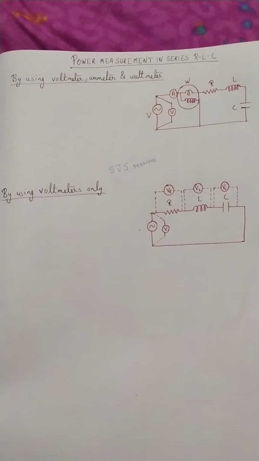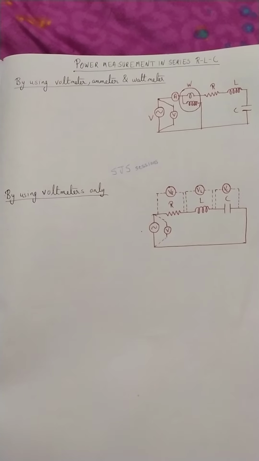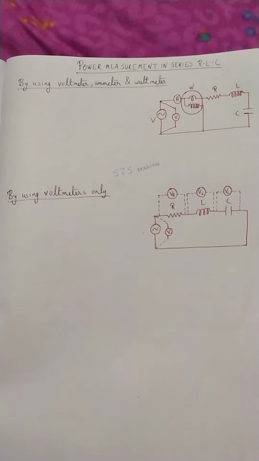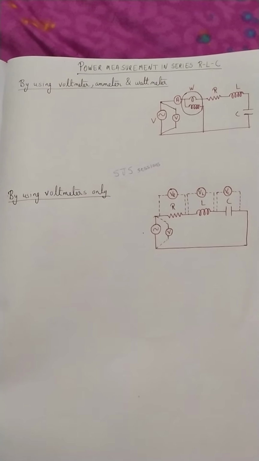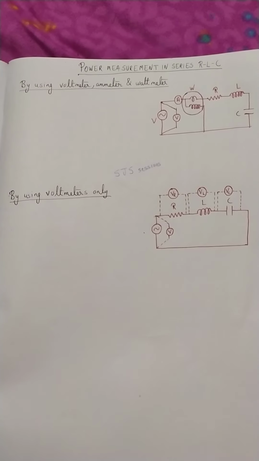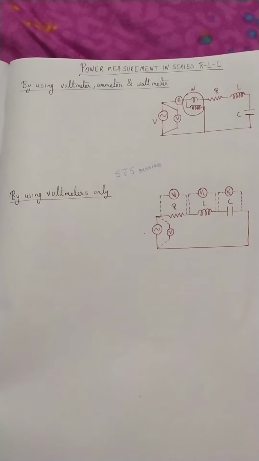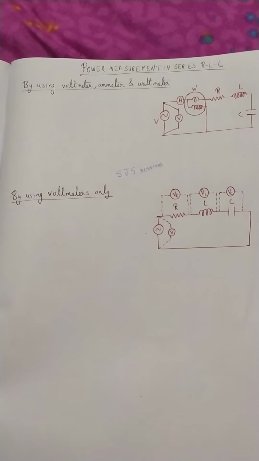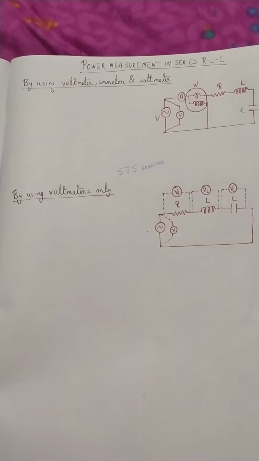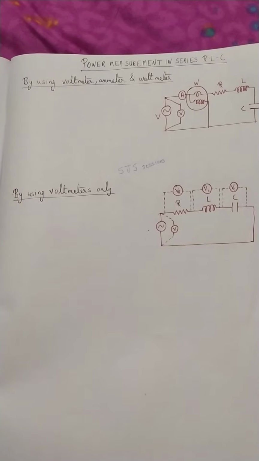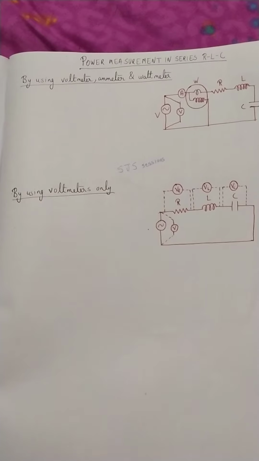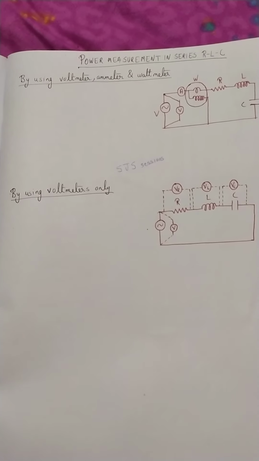Now we'll be discussing the experiment that we often used to do in the basic electrical lab, that is the power measurement in a series RLC circuit. In the last video you had seen that power measurement in an AC circuit is basically active power, reactive power and apparent power measurement. So we'd be finding out these three powers, active, reactive and apparent power, in this particular arrangement.